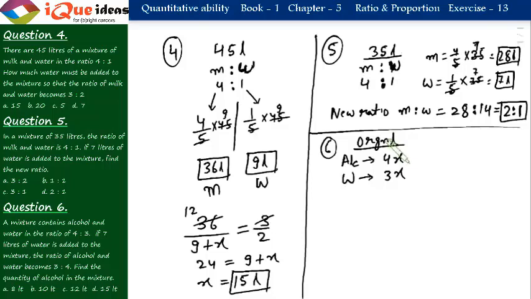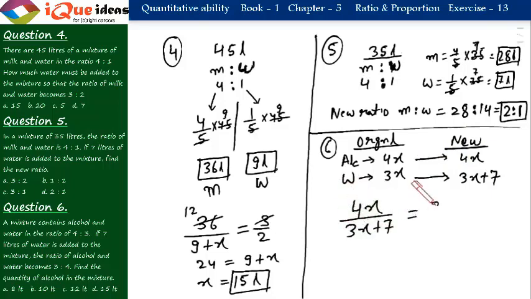Now, if 7 liter water is added, that means there would be no change in the quantity of alcohol. So in the new situation, alcohol will remain 4x, whereas the water will become 3x plus 7, right? And in the new case, the ratio of 4x to 3x plus 7 is given to be 3:4. So from here we can calculate x.